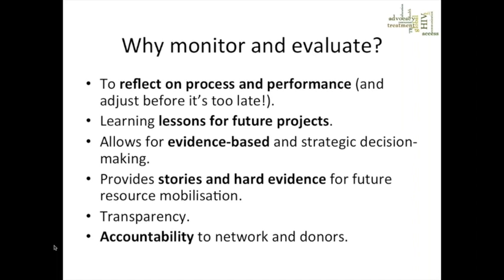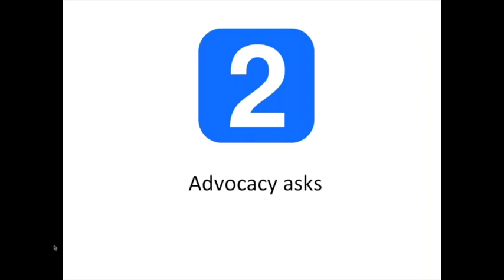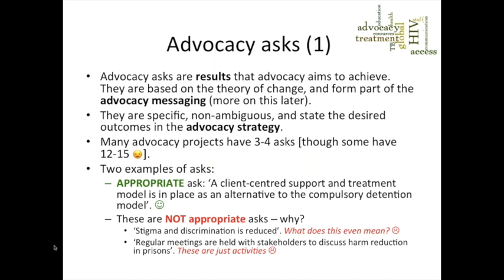So today, as I said, we're going to talk about 2 main types of tools that are used during monitoring in order to make the evaluation at the end of the project most effective. So the first of these is something called advocacy asks. Now you might have heard of advocacy asks. It's not a new idea in advocacy, but they're very useful to think about right at the beginning of a project because it helps you know what you actually want at the end of a project.